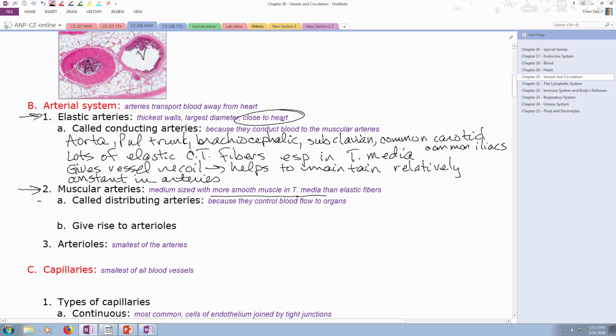We call them distributing arteries because they are going to control the flow of blood to the organs that they are next to. So it controls local blood flow to organs nearby. They're muscular, which means they have the beautiful ability to vasoconstrict when we want to decrease blood flow to an organ, or vasodilate when we want to increase blood flow to an organ.